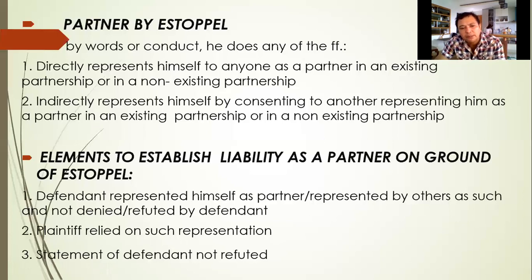And number three, the statement of the defendant is not refuted. So whatever statement the defendant has made, he has not refuted or retracted. So he did not back out, he did not deny. So that's refutation. These are the elements to establish liability of a partner on the ground of estoppel.